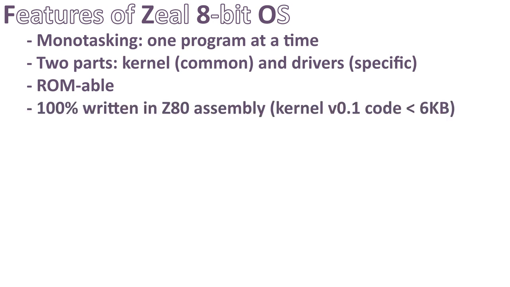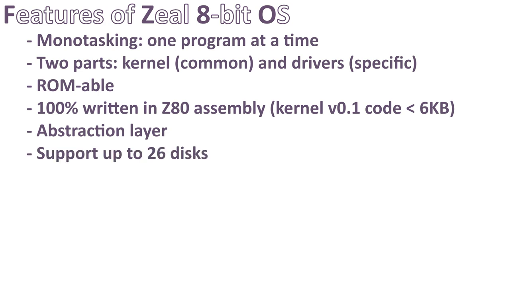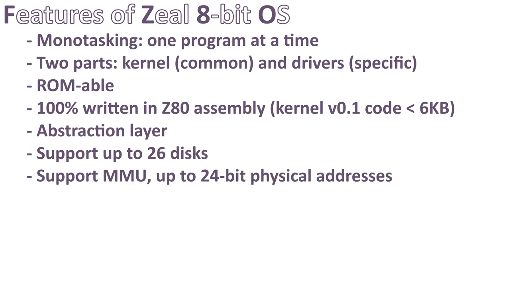Of course, it would be 100% written in Z80 assembly to make it as efficient and compact as possible. A system which presents an abstraction layer to let the user programs communicate with drivers easily. A system that supports disks. Each disk is represented by a letter, so we can have up to 26 disks. A system that supports MMU, so that we have an address space bigger than 64 kilobytes.